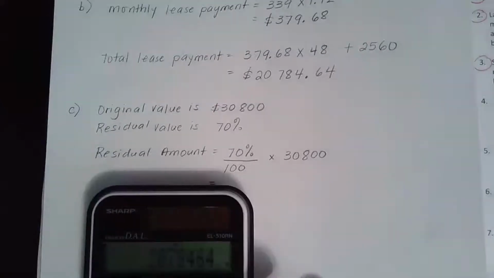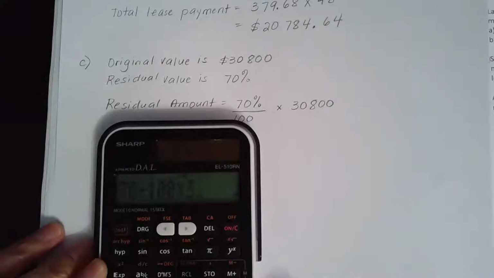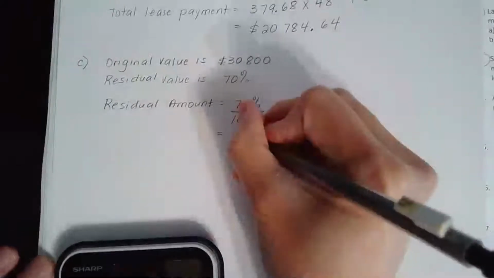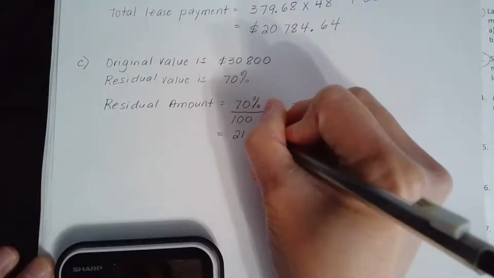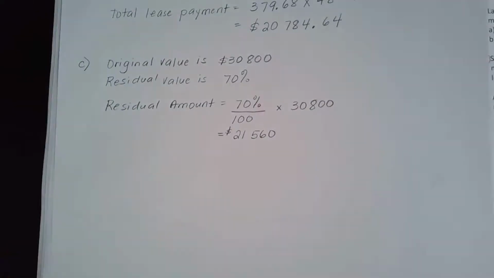So you can calculate that with me, times 30,800. So residual amount is $21,560. Okay, that amount doesn't include the tax yet.